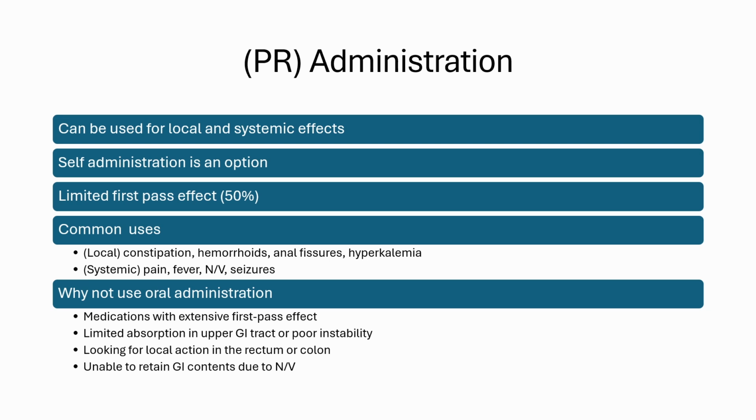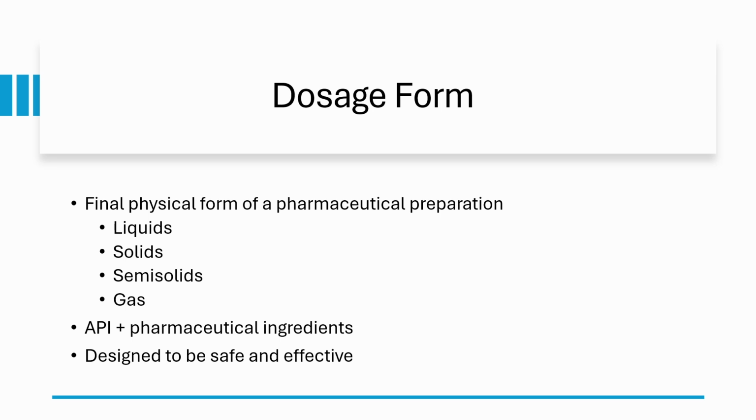A dosage form is the final physical form of a pharmaceutical preparation. These consist of liquids, solids, semi-solids, and gases. It consists of an active pharmaceutical ingredient plus pharmaceutical ingredients. They're designed to be safe and effective.